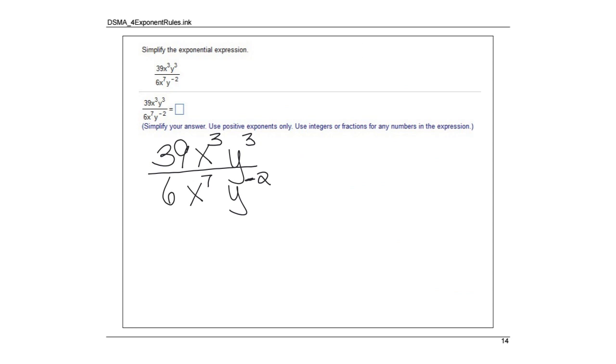All right, again, more complication. There's a lot going on here, but we're going to take it a little at a time. Personally, I'm going to take care of that y to the -2 on the bottom first, and I'm going to move that. The rest have exponents that are positive. So that's going to give me 39 x to the 3rd power, y to the 3rd power. On the bottom, I'm going to have 6x to the 7th power. And then that y to the -2, I'm going to move that up here.